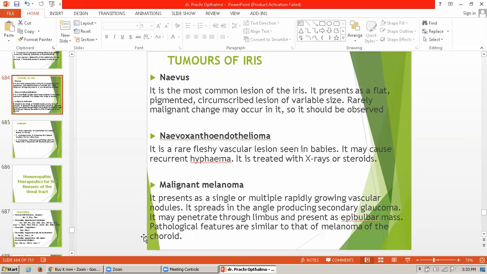So the malignant melanoma presents as a single or multiple rapidly growing vascular nodule and spreads in the angle producing a secondary glaucoma. It penetrates through the limbus and presents as an epibulbar mass. And pathological features are similar to that of melanoma of the choroid.